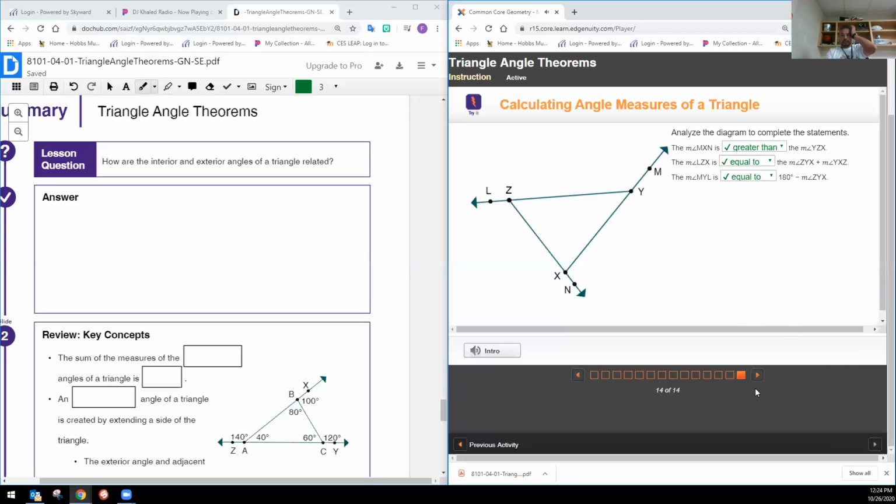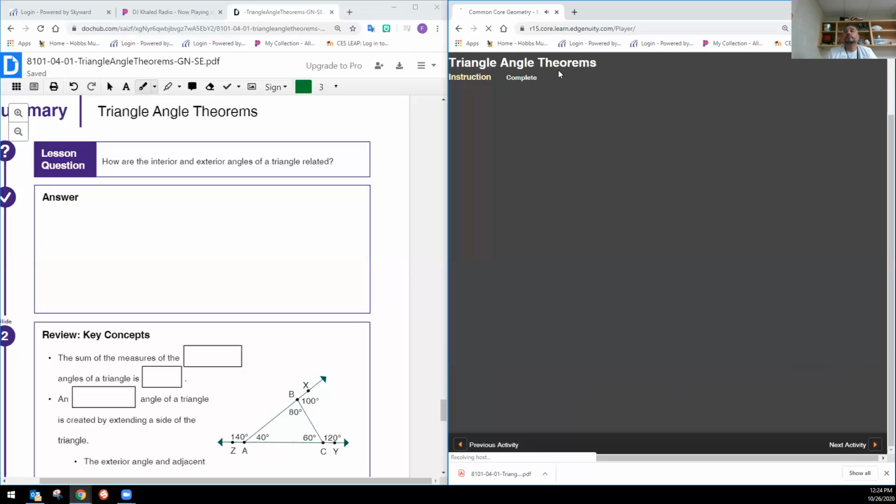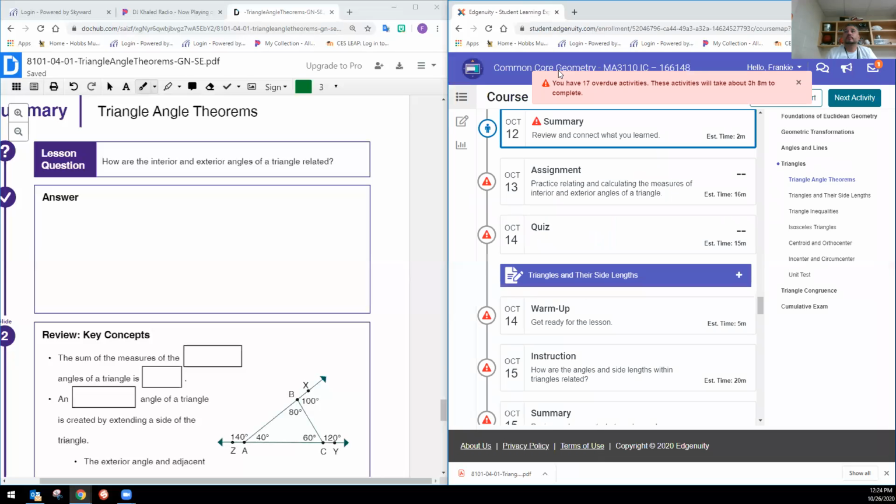The relationships between the interior and exterior angles of a triangle can be useful in finding unknown angle measures. There it is, guys. That's the lesson on instruction for our unit on triangles. The first topic is triangle angle theorems. Okay, so obviously I'm going to need a little bit more work on the proofing side of this, so we'll have to figure that out together. I'll be back in a little bit with the assignment portion of this, and I'll see you guys soon.